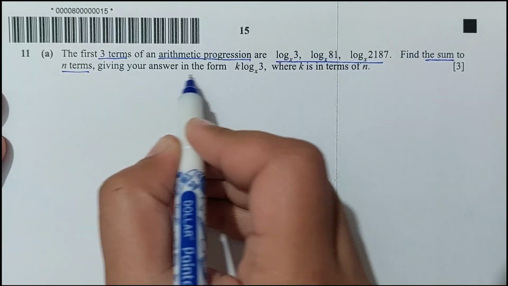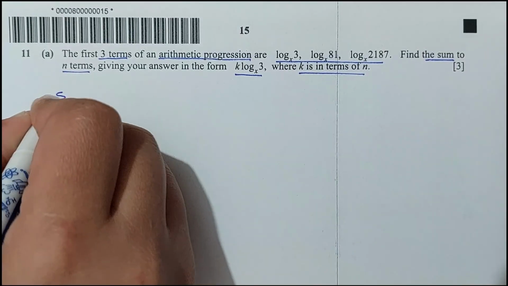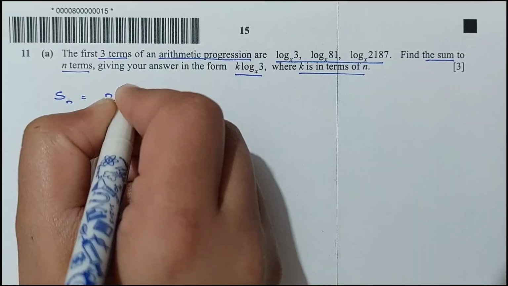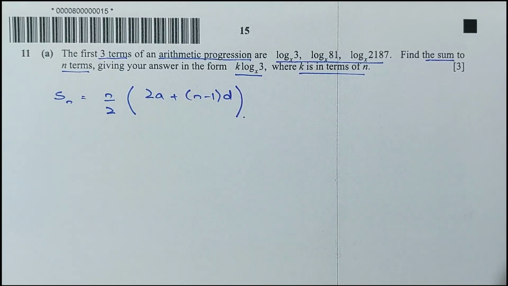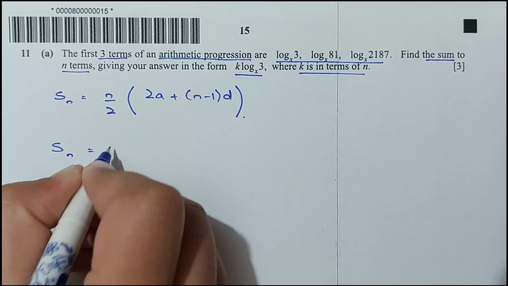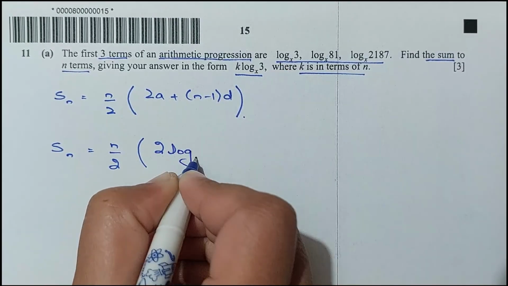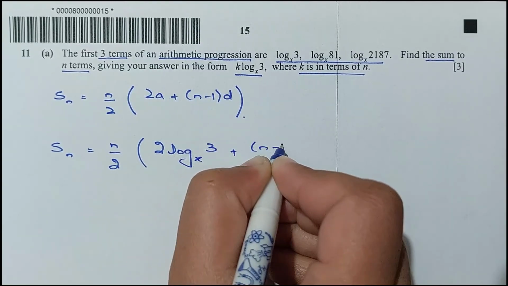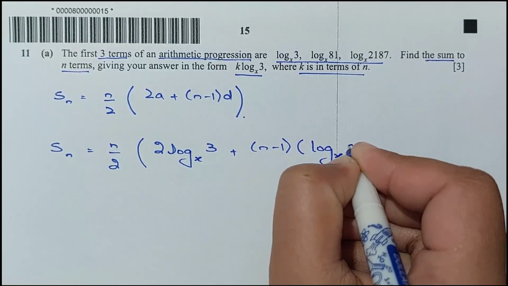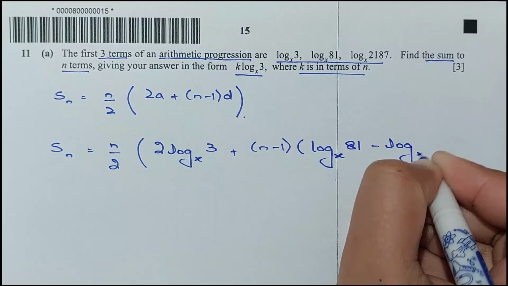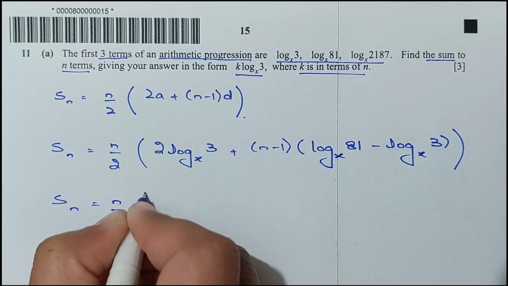We have to find Sn, giving your answer in the form of k log base x of 3, where k is in terms of n. Alright. So Sn is n by 2 into 2a plus (n minus 1) into d. So Sn is n by 2 into 2 times a, where a is the first term, which is log base x of 3, plus (n minus 1), and the common difference is the difference between these two terms, which is log base x of 81 minus log base x of 3. Okay, so Sn is n by 2.